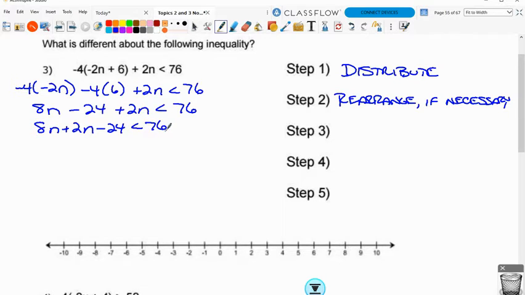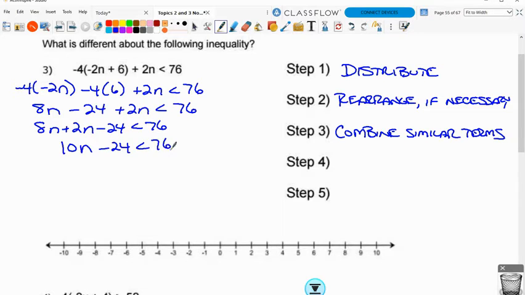Okay, and now I can do step number 3, which is to combine my similar terms. So I have 8n plus 2n that I can combine, my two variable terms, which is going to make 10n minus 24 is less than 76. And this now is a two-step inequality.